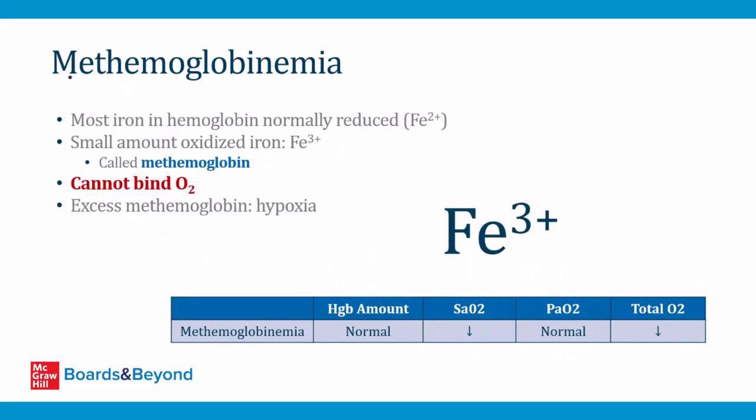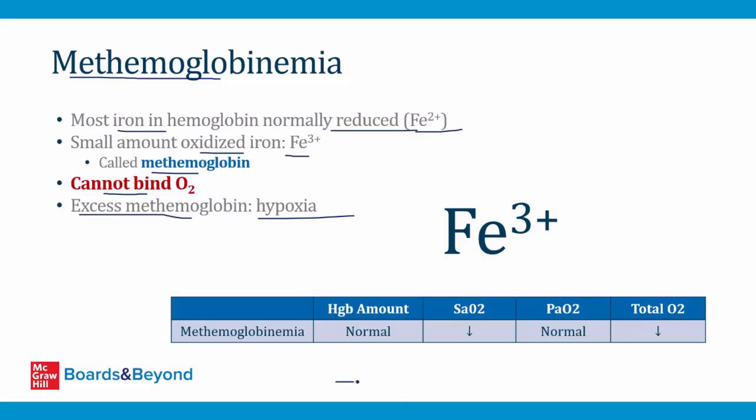Okay, next let's talk about methemoglobinemia. So most of the iron found in hemoglobin is in the reduced state, the Fe2+ state. But a small amount of the iron is oxidized in the Fe3+ state, and we call this methemoglobin. And it's unable to bind O2 because the iron is in the 3+ state. Now usually this is just a tiny amount of the hemoglobin found in our body, but if you develop excess methemoglobin, that can lead to hypoxia.